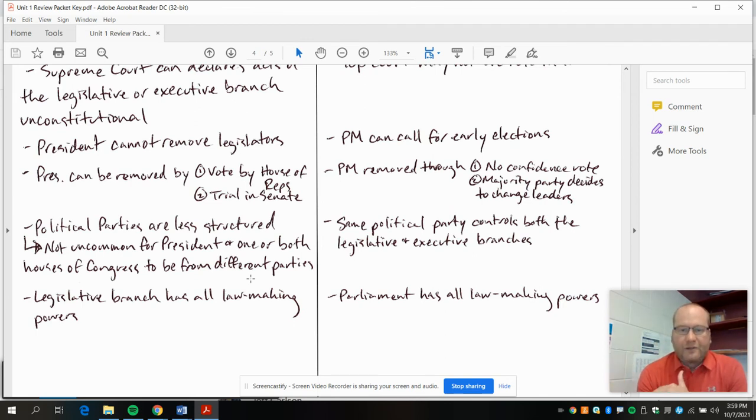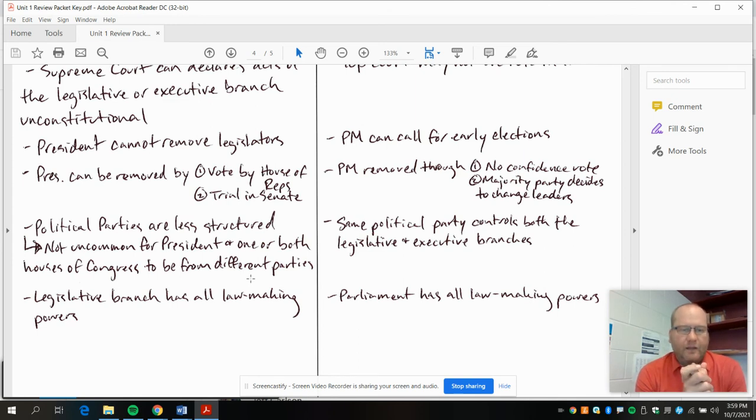In a parliamentary system, the same political party always controls both the legislative and executive branches, because remember, the executive, the prime minister, comes from the party that is in control in the legislative branch or in parliament.